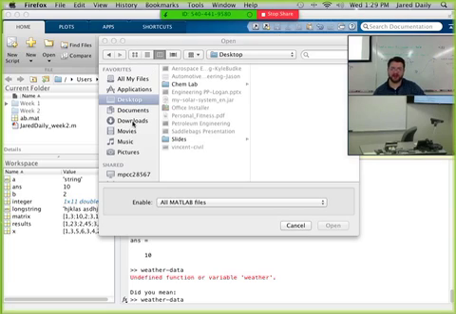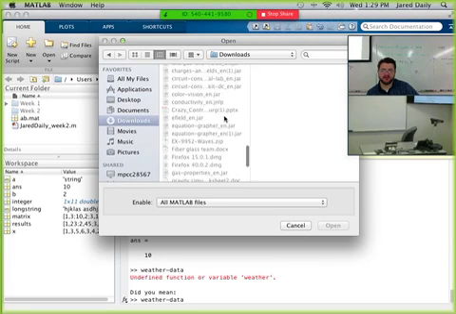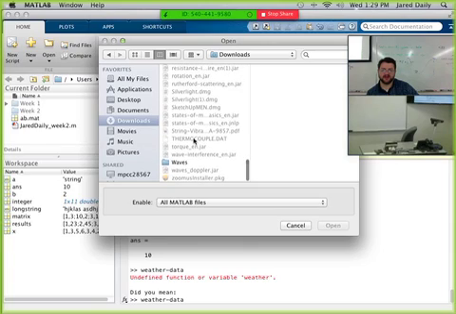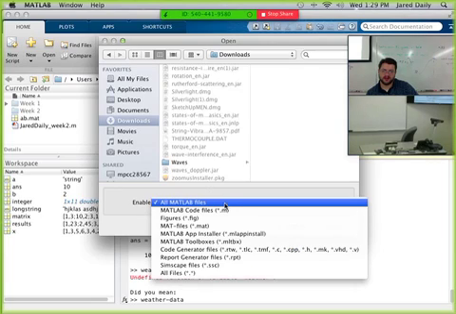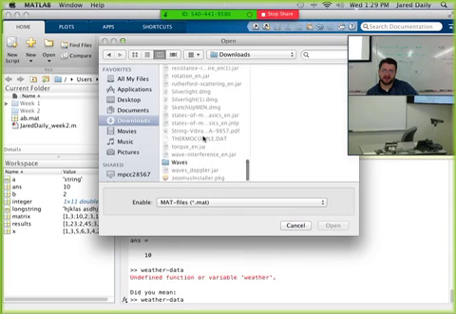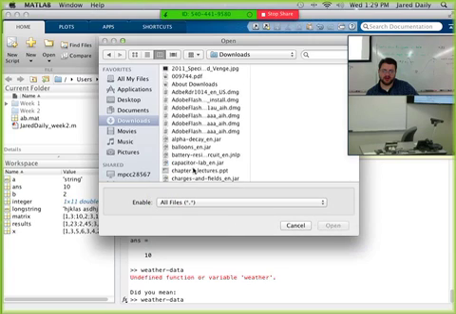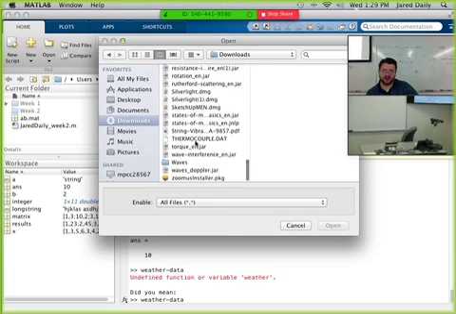So if you go to the little open button up here, I'm going to go to my downloads and find thermocouple, which hopefully will be in here. There it is, thermocouple.dat. It's not letting me see it, so I'm just going to let it show all files, and I'm going to open up thermocouple.dat.